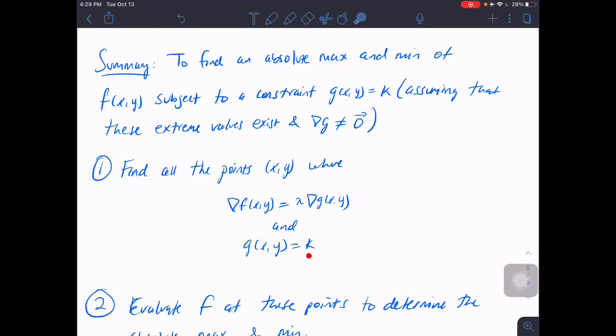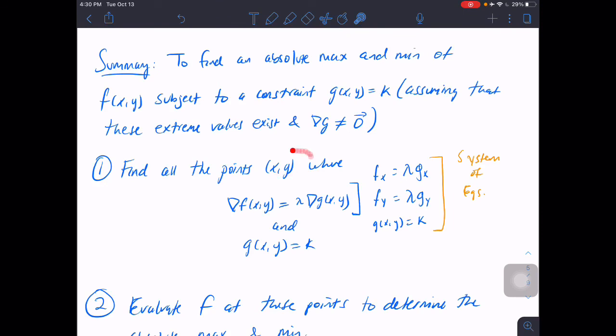And so this is going to help you create a new system of equations, because this here tells you that f partial with respect to x has to be equal to a lambda multiple of g partial with respect to x. F partial with respect to y has to be equal to a lambda multiple of g partial with respect to y. And you're going to have to satisfy the equation given by the constraint. So this will create a system of equations that you're going to have to solve, okay? You're going to find a bunch of different points.